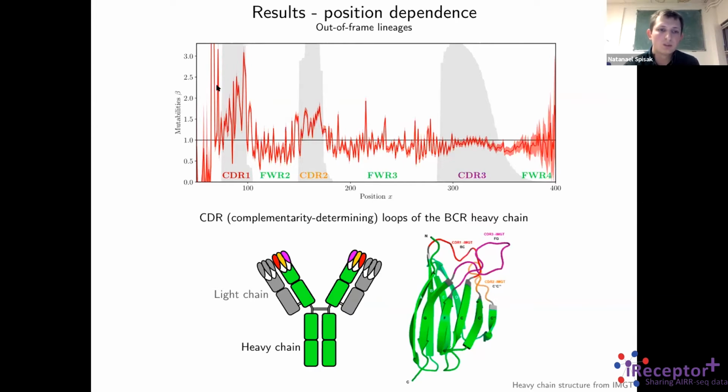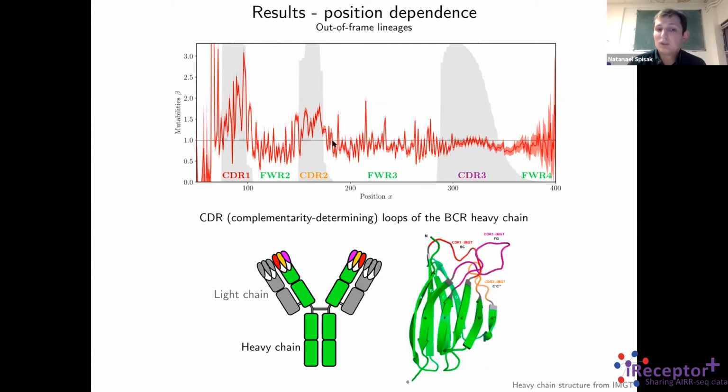So this is the profile of these position-dependent mutabilities across the position, which is counted as the distance from the 5' end of the V gene. And what we see is that this profile is clearly very heterogeneous, and we see a significant enrichment of the mutation rate in CDR1 and 2, which are the 2 regions encoded in the V template that actually, along with CDR3, determine the binding properties of the receptor. So again, this is data that is free of selection, since these are out-of-frame lineages.